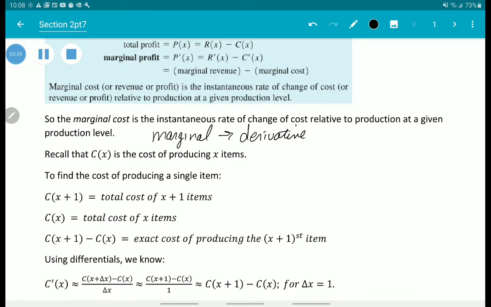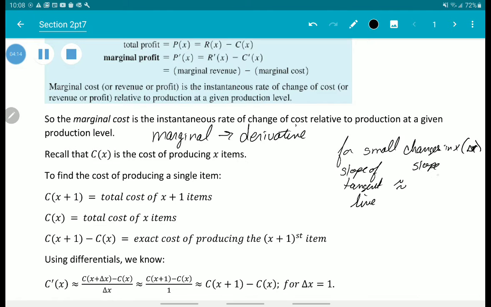So really, all of this is kind of built on those premises from differentials. We said that when we were looking at differentials, that for very small changes in X, and we could use delta X to talk about that. For small changes in delta X, the slope of the tangent line is approximately equal to the slope of the secant line.